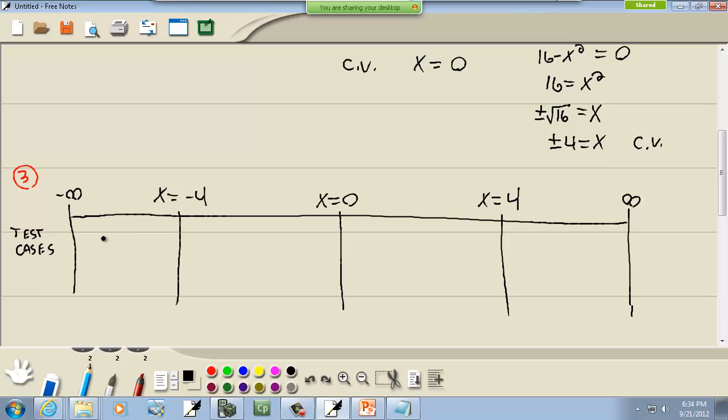Now we want to pick our test cases. Here I want to choose a value between negative infinity and negative 4. Well, negative 5 would be a good one. Here I want to pick something between negative 4 and 0. x equals negative 1. Here, something between 0 and 4, maybe x equals 1. Again, it doesn't matter what you pick, just as long as it's between 0 and 4. And over here, something between 4 and infinity, like 5.